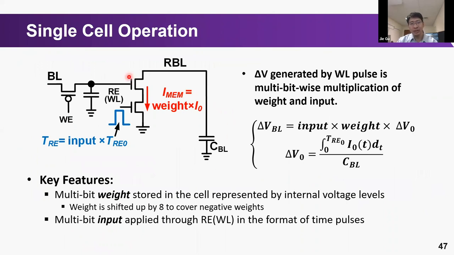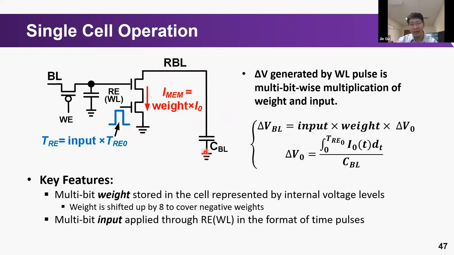The operation of the single cell is similar to what people do in SRAM-based CIM, where we send in a pulse, and the pulse represents the input activation value. In our case, the native support is 4-bit, represented by the pulse width. And the current of the read transistor is linearly proportional to the weight you save here as an analog voltage. So the multiplication is simply the pulse time times the current, which is the weight.